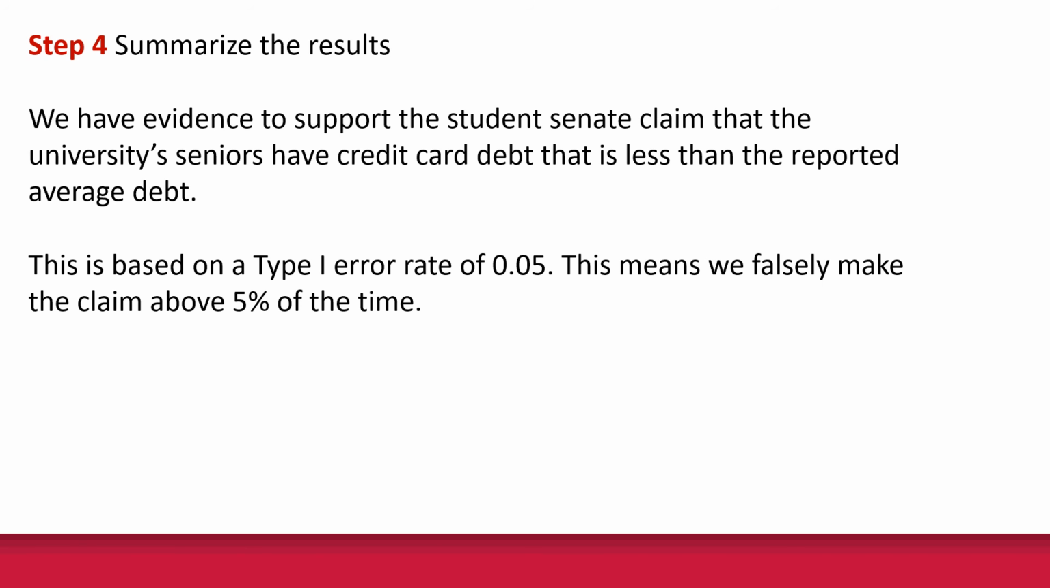So to summarize, since the p-value is less than 0.05, we have evidence to support the student senate claim that their university seniors have credit card debt that is less than the reported average debt. This is based on the type 1 error of 0.05, which means that we falsely make the claim above about 5% of the time.